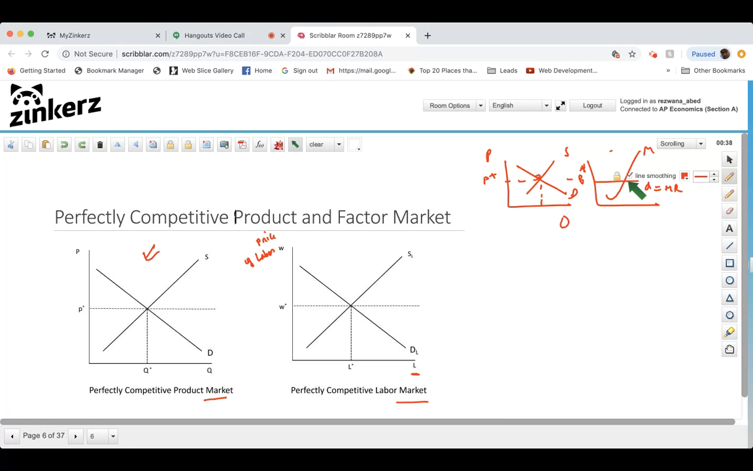We have something similar in the factor market as well, but this perfectly elastic line is something that is different in the factor market. That comes from these roles being reversed now that the households are on the supply side and the firms are on the demand side. This is why it's going to be a little bit different.